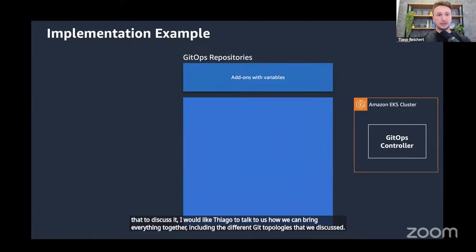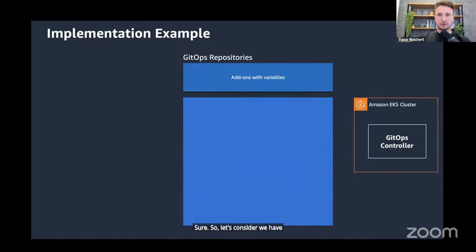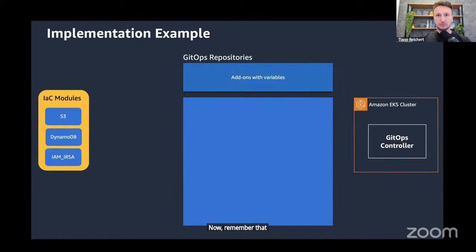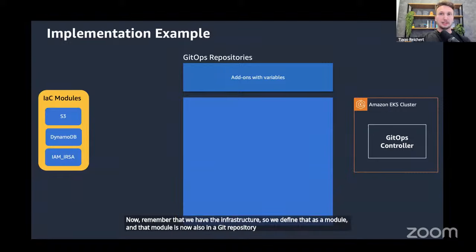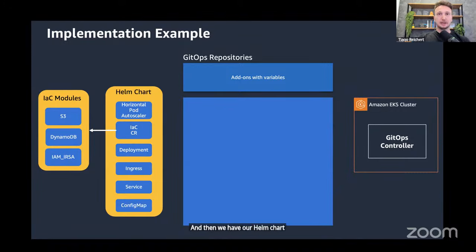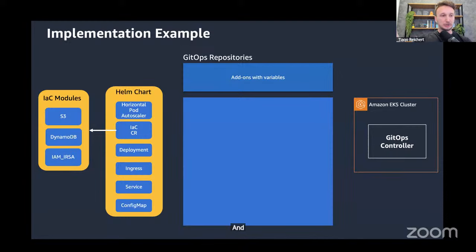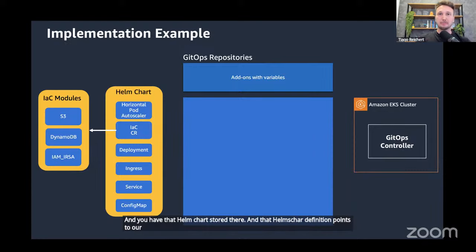Sure. So let's consider we have our Git repository for the add-ons and the application that Lucas just mentioned, and also an EKS cluster with our GitOps controller of choice. Now, remember that we have the infrastructure, so we define that as a module, and that module is also in a Git repository. And then we have our Helm chart definition that we have stored in an OCI repository, let's say ECR, for example, on AWS. And we have that Helm chart stored there, and that Helm chart definition points to our Terraform module so that we are packaging both application and infrastructure together.